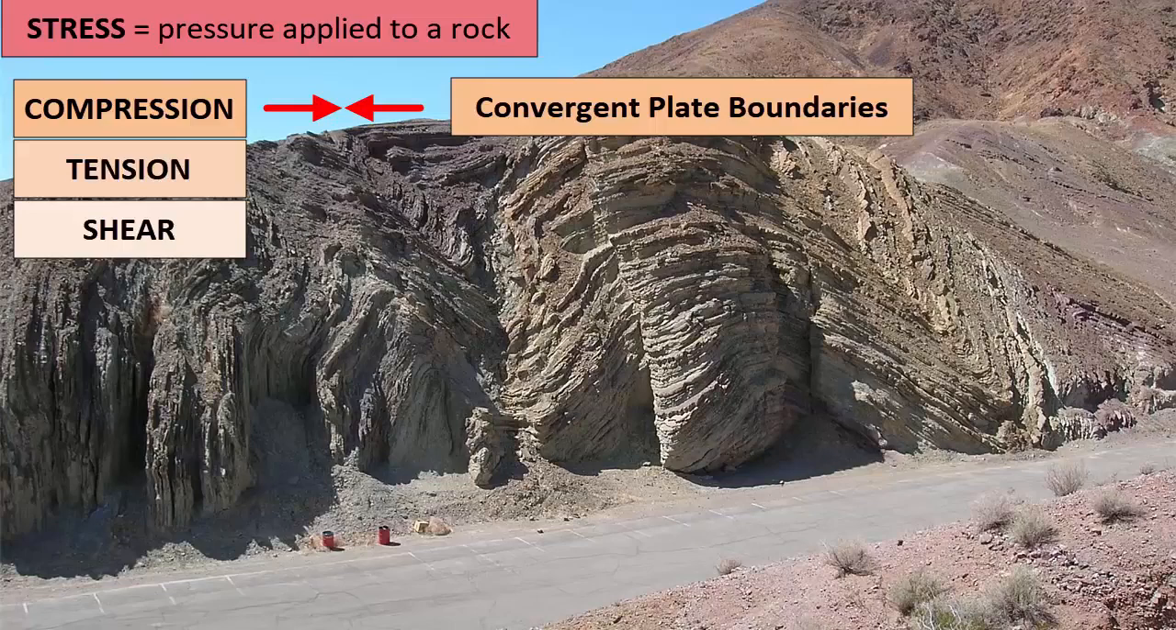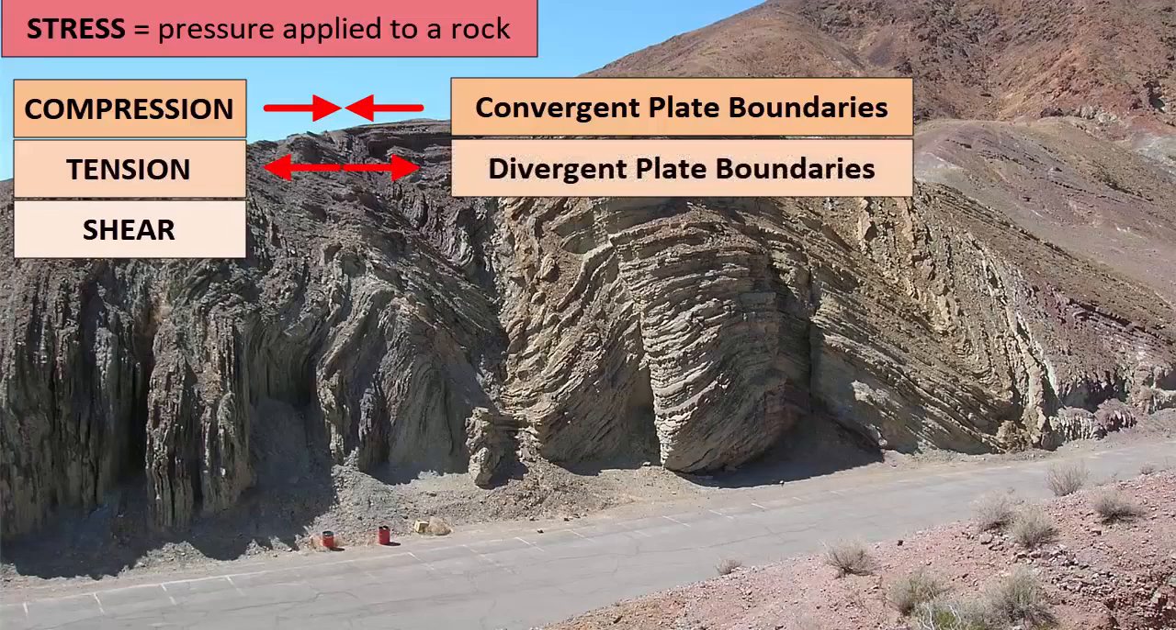When rocks undergo tension, they are pulled apart. Tension happens at divergent plate boundaries, where plates spread apart, and the crust and plates get thinner.